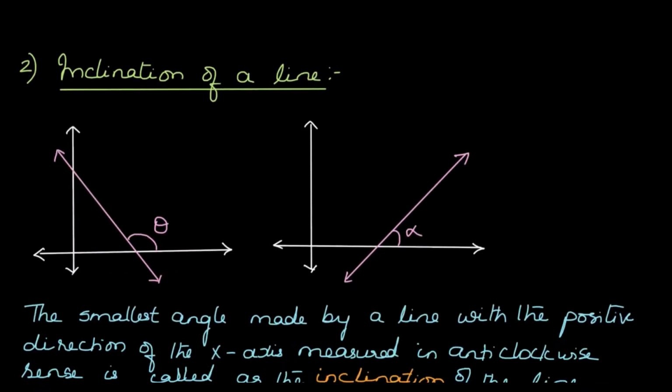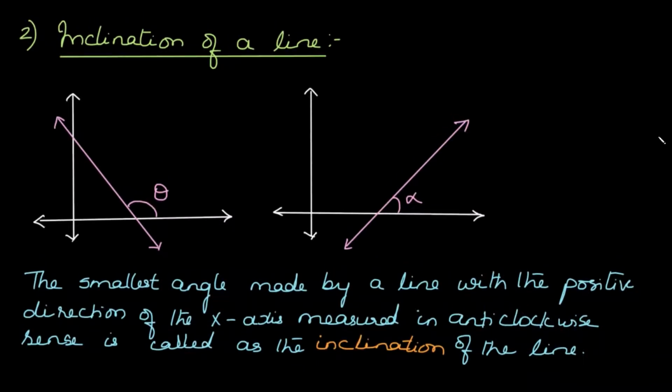Now the next concept, that is inclination of a line. Remember properly. First of all, let us go to the definition of the inclination. The smallest angle made by a line with the positive direction of the x-axis measured in anti-clockwise sense is called the inclination of the line.